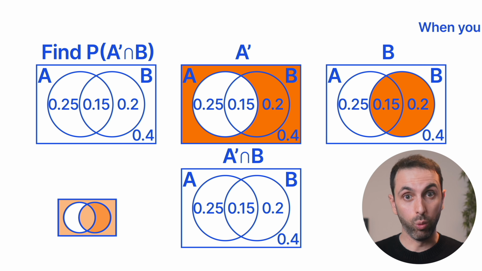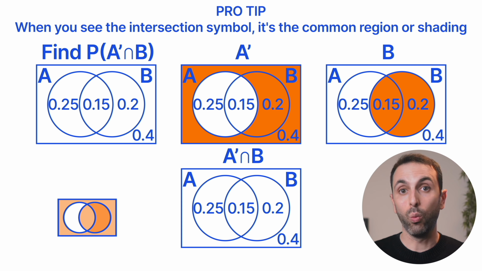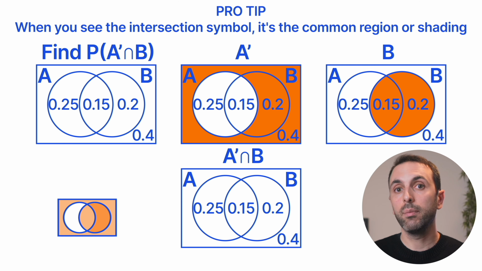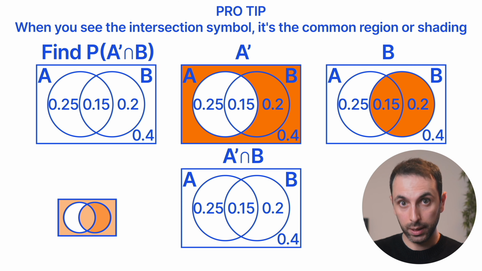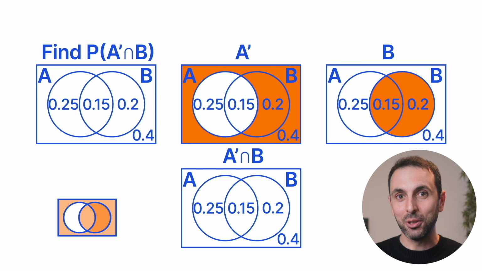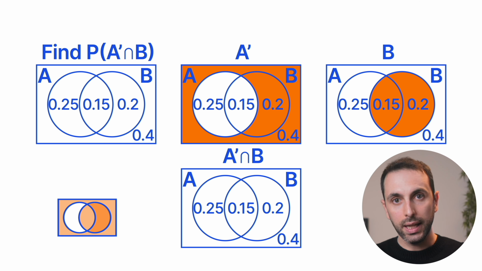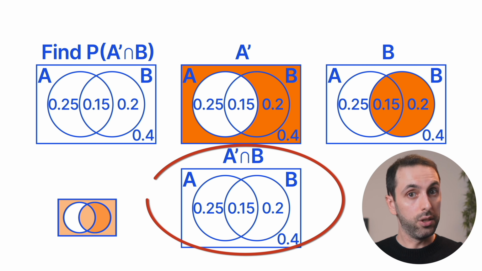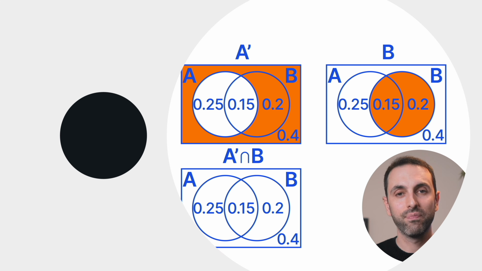So moving forward, I want you to think, whenever you see the symbol intersection regarding a Venn diagram, it is the common region or shading between the 2 events that overlap. However, in an exam, I appreciate you won't have the luxury of moving shapes like this. So for this example, I'm going to look at each region separately in the blank Venn diagram to make it clear which region or regions we want to include.